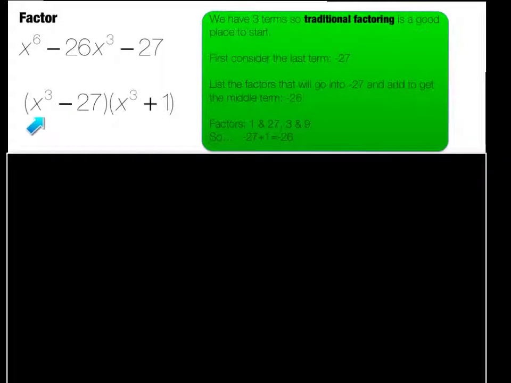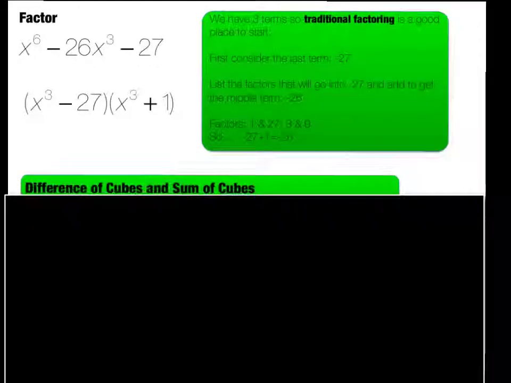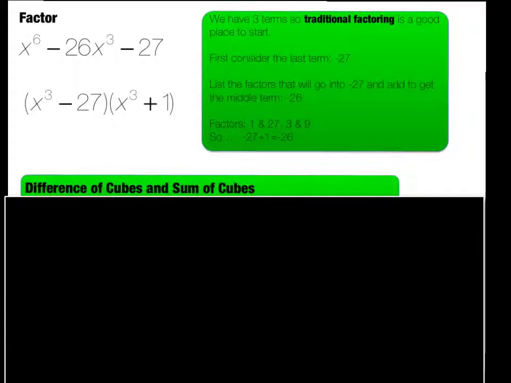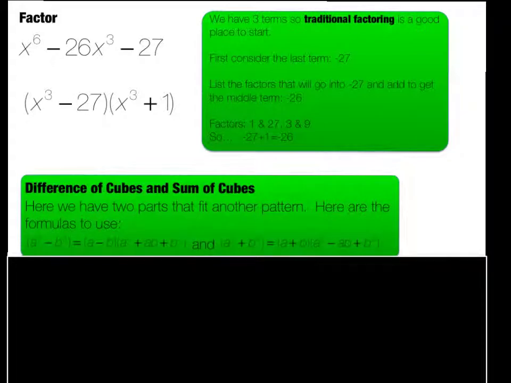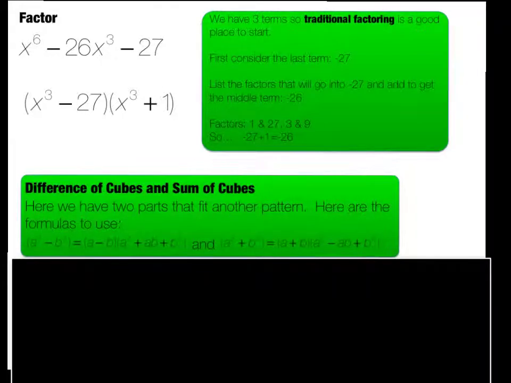This is the difference of two cubes, because 27 is 3 times 3 times 3, a cube, and 1 is also a cube, 1 times 1 times 1. And so therefore we have the difference, subtraction, and the sum, which is addition, of both pieces. So what we're going to do is look at what happens when we have the difference and the sum of cubes, and how we can take that and look at the next step. So let me stop here.